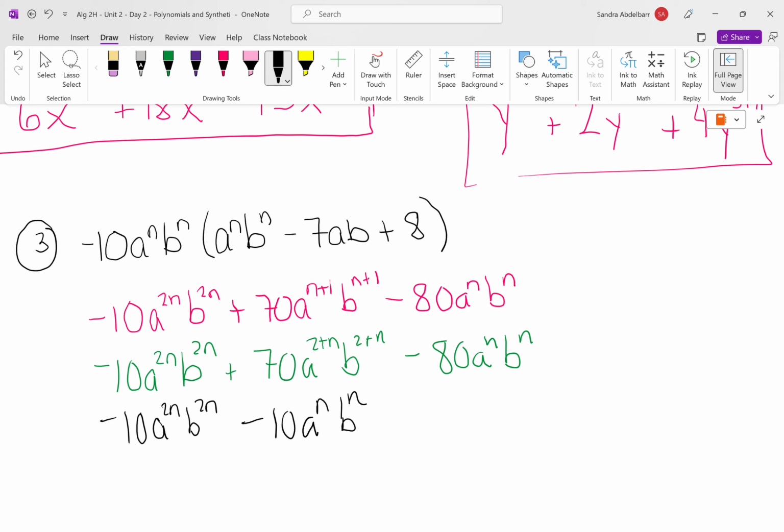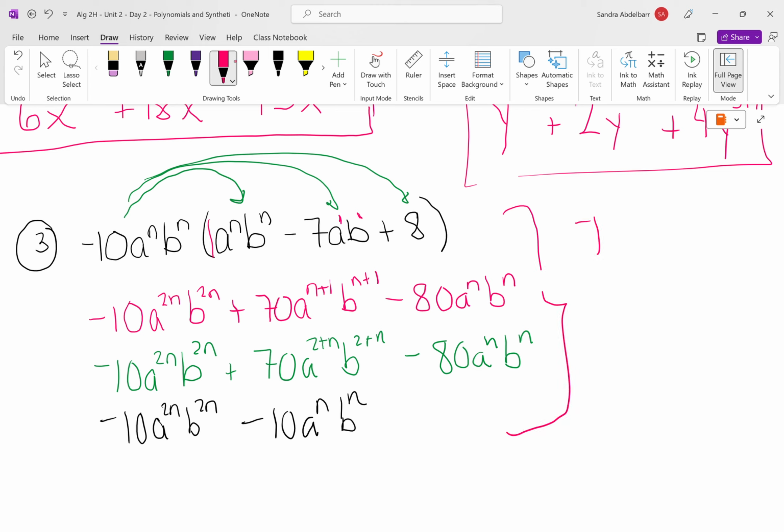All right, let's see who's right. So we are going to distribute this in. Do we all agree this is a to the first, b to the first here? All right, so negative 10 times 1 is just a negative 10. Everybody got this. A to the n times a to the n is a to the 2n. B to the n times b to the n is b to the 2n. Every single person got the same first term.